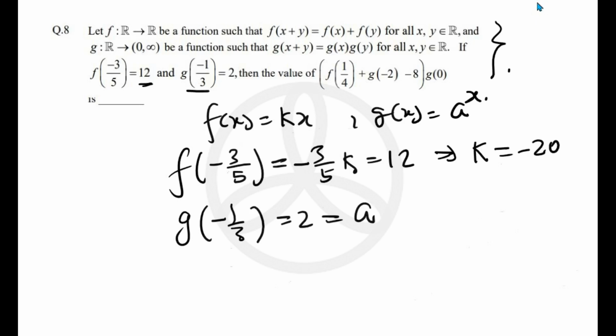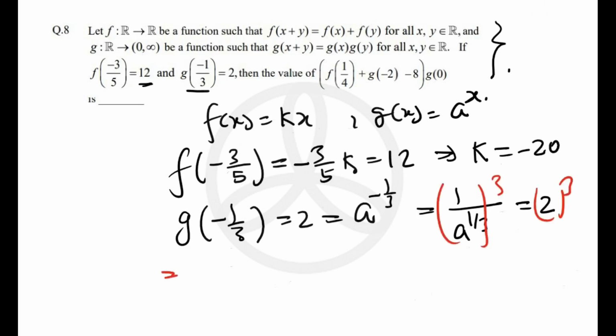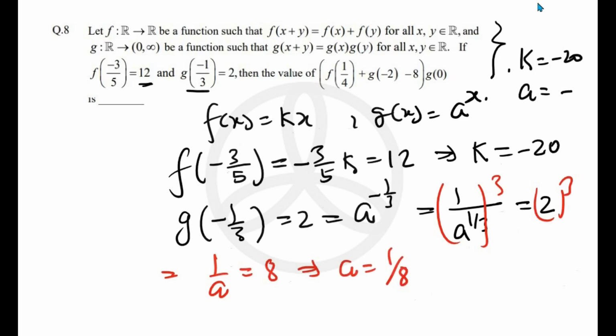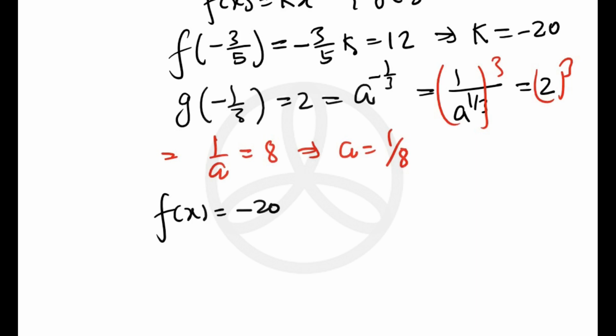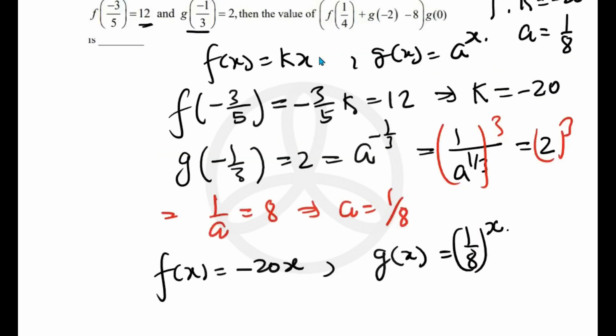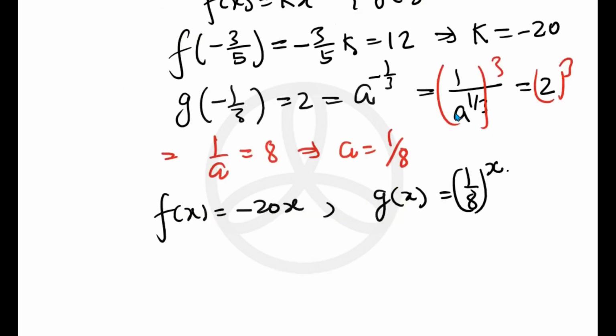This is equal to a to the power minus 1/3, which we can write as 1 over a to the power 1/3. This is equal to 2. And if we take the cube of both sides, this will become 1/a is equal to 8. Therefore, a will be 1/8, right? So we got k is equal to minus 20, a is equal to 1/8. So our function will become f(x) is equal to minus 20x, and g(x) will become (1/8) to the power x, and we have to find f(1/4) and g(-1/4).